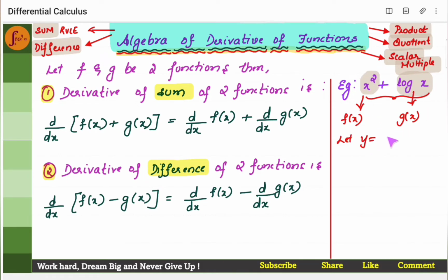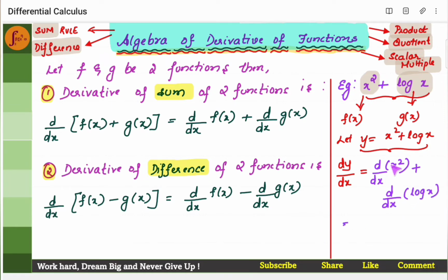Let y is equal to x square plus log x, right? We'll tell that this entire thing is y, right? Now we need to find dy by dx. That is, we have to find the derivative of y with respect to x. Now what do? We'll take derivative of x square first, then plus derivative of log x. What is derivative of x square? Derivative of x square is 2x.